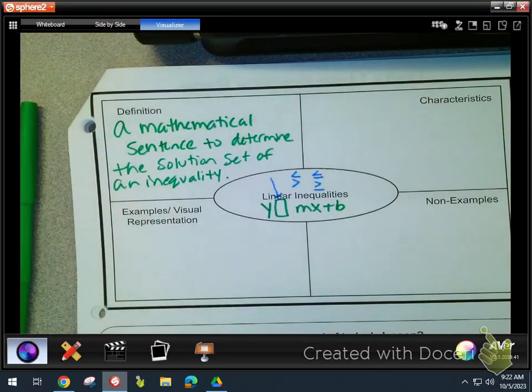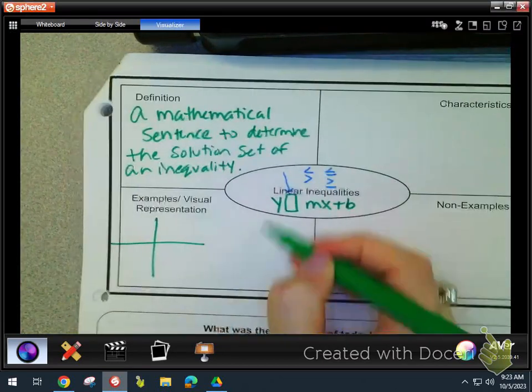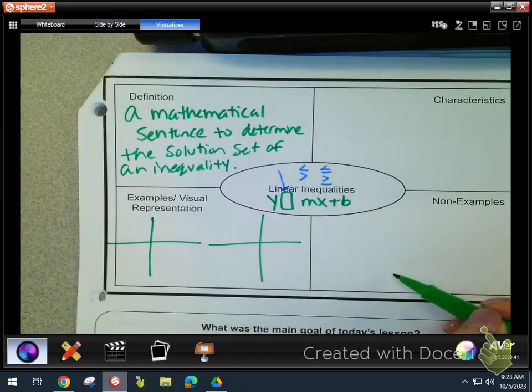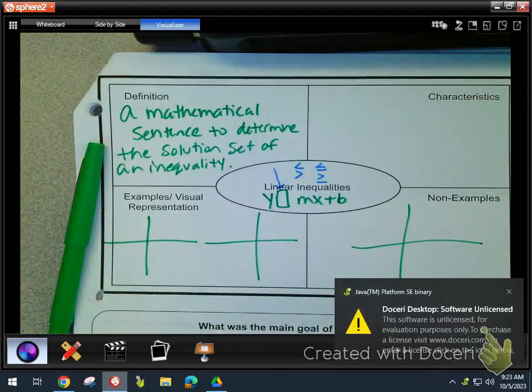So you fill out your characteristics. Again, those are things that we need. What do we need to know? I don't know. What do we always find? Look back at your notes. What do we have to check for? What types of lines can we have? What types of shading? So fill these out. Give me 2 examples of linear inequalities. Give me 1 non-example of a linear inequality. Answer the little boxes. And then we're going to check with your table in a minute.